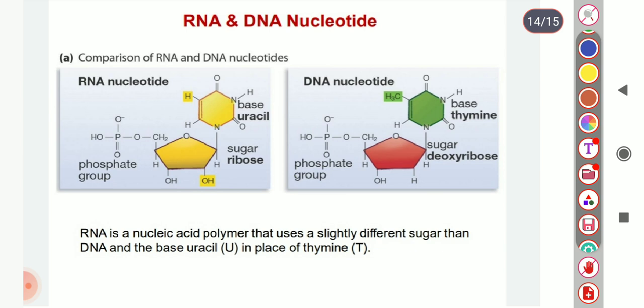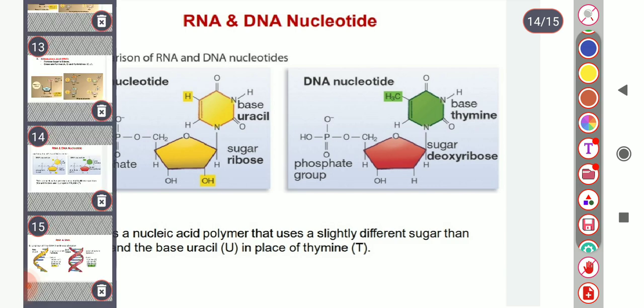DNA contains purines and pyrimidines in equal numbers, and in RNA there is no proportion between purines and pyrimidines. DNA is long lived, whereas RNA is short lived. RNA is a nucleic acid polymer that uses a slightly different sugar than DNA and the base uracil in place of thymine. This is all about the difference between RNA and DNA.